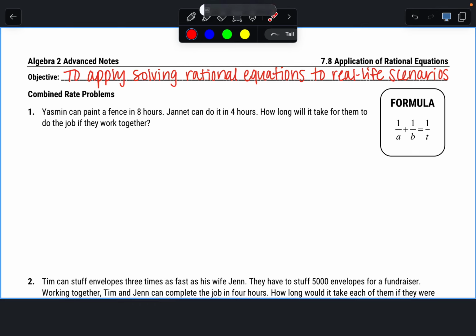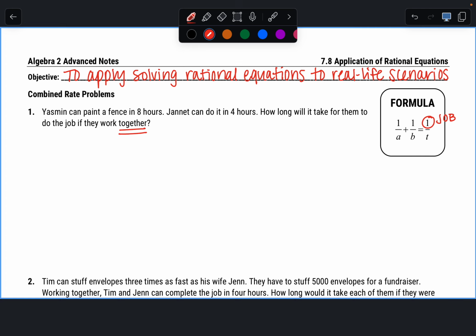Great. And so what that is, you are going to have one job, so one task overall. That's what we're going to call this: one job. And then that is going to be completed by multiple people in a certain amount of time. So in example 1, Yasmin can paint a fence in 8 hours. Jeanette can do it in 4 hours. How long will it take for them if they work together?